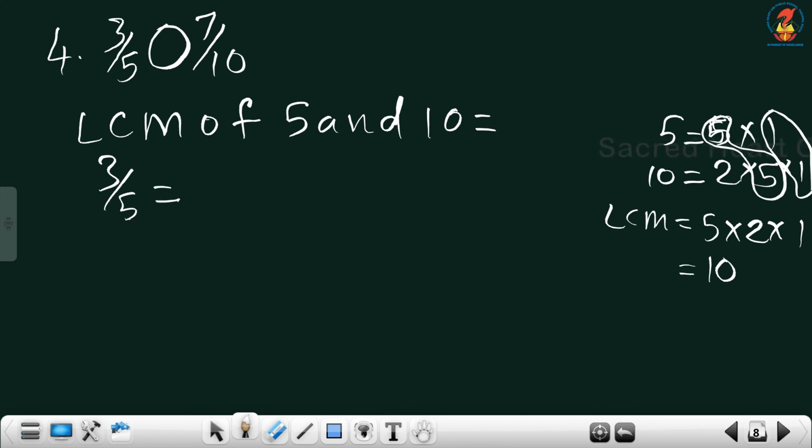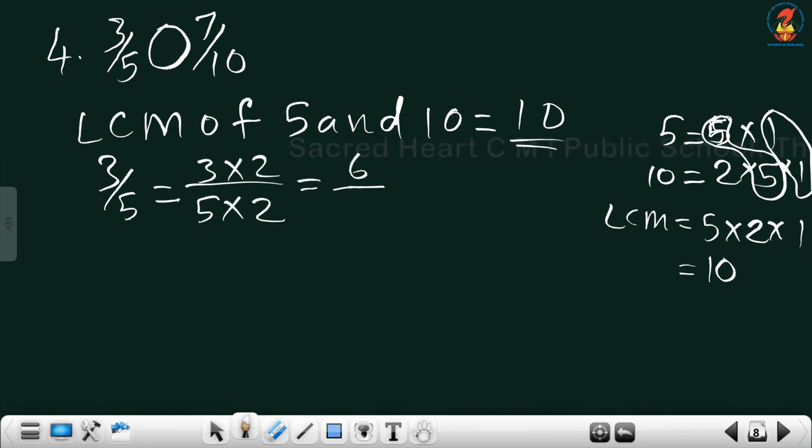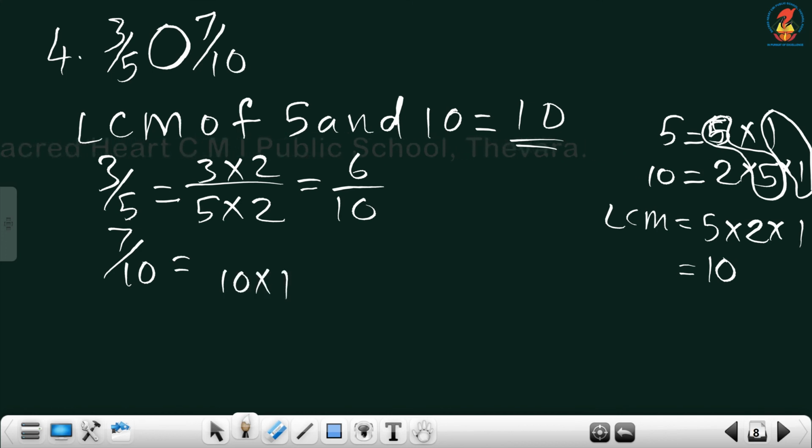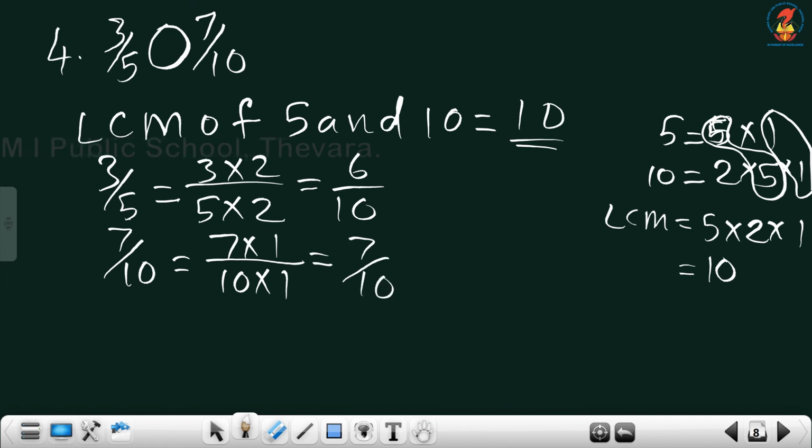5 into which number equals 10? 5 into 2. And 3 into 2, 6 by 10. And one more fraction, that is 7 by 10. 10 into which number equals 10? 10 into 1. 7 into 1, 7 by 10. And which one is greater, 7 by 10 or 6 by 10? 7 by 10 only. That's why 7 by 10 is greater than 3 by 5. Is it clear?